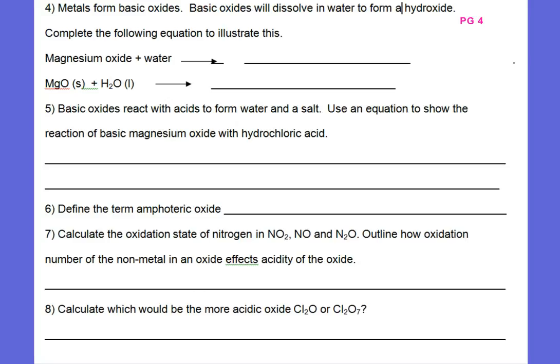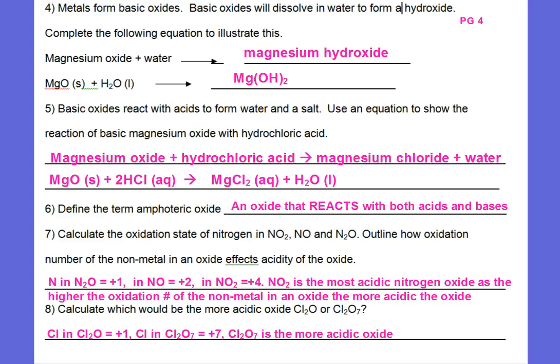There's a whole range of review questions here on page 4 of your booklet to go through. I recommend you pause the video, have a go at those questions, and then you can unpause the video and check your answers. Let's just quickly go through those answers. First of all, it says here that basic oxides will dissolve in water to form hydroxide. So magnesium oxide plus water turns to magnesium hydroxide, and there's the balanced equation for that. Don't forget to use the cross method whenever you find the formula of an ionic compound.